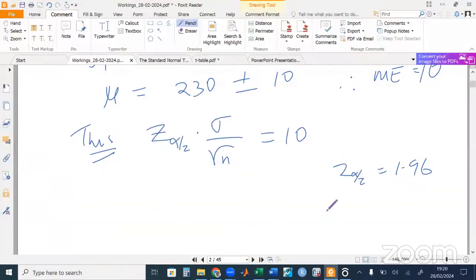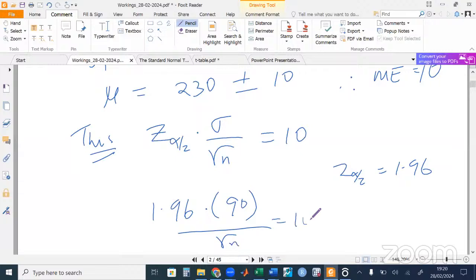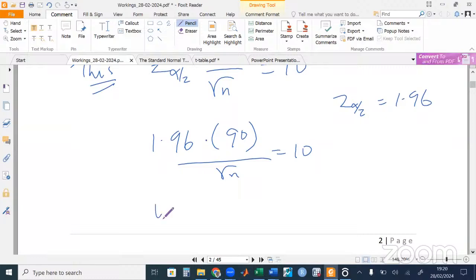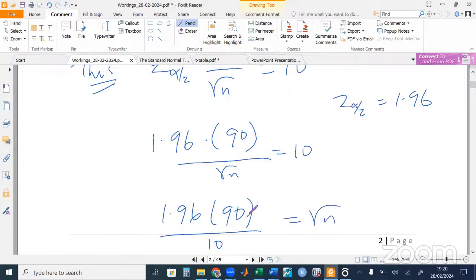So having said that, I want you now to compute the n. So 1.96 divided by sigma, which was 90, divided by square root of n, and that should give you 10. So 1.96 multiplied by 90 divided by 10 is equal to square root of n. Cross multiplication. So I brought the 10 down here, and took the square root of n to the right.